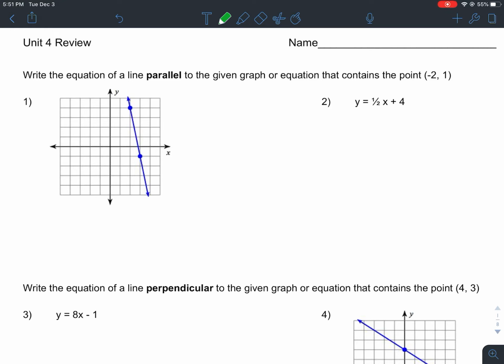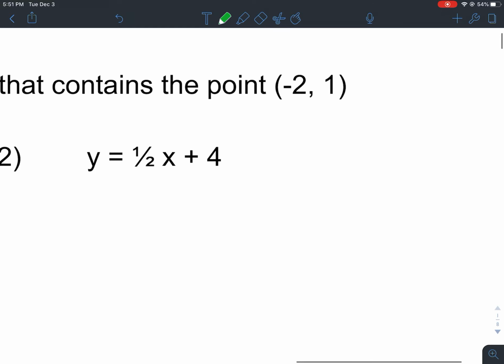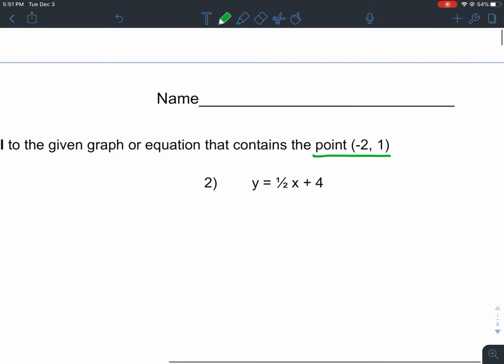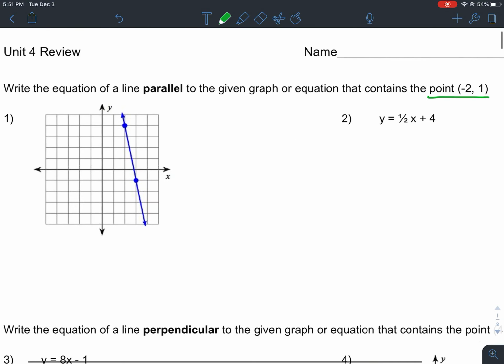So before I even start, let's talk about parallel lines and perpendicular lines. If I want two lines to be parallel to each other, I want their slopes to be exactly the same. If I want two lines to be perpendicular, they need to have opposite reciprocal slopes. So all I need is a point and a slope, and then I can start, okay? So I know that I have to use the point -2, 1. I have to use that point because the new line must go through that point.